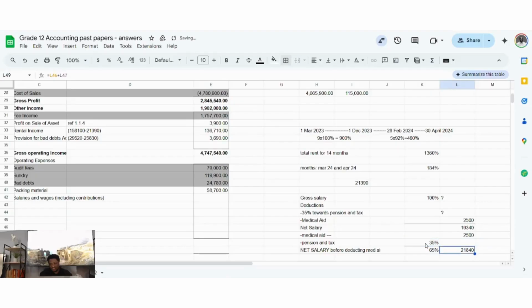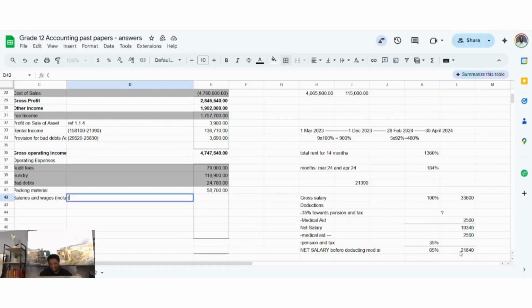And the key thing that we want to work out anyway is basically the gross amount. So what is the gross amount? Well, the gross amount is going to be our 21,840 multiplied by 100, because that's what we're looking for, divided by what we have. What we have is 65. We then get a gross salary of 33,600.